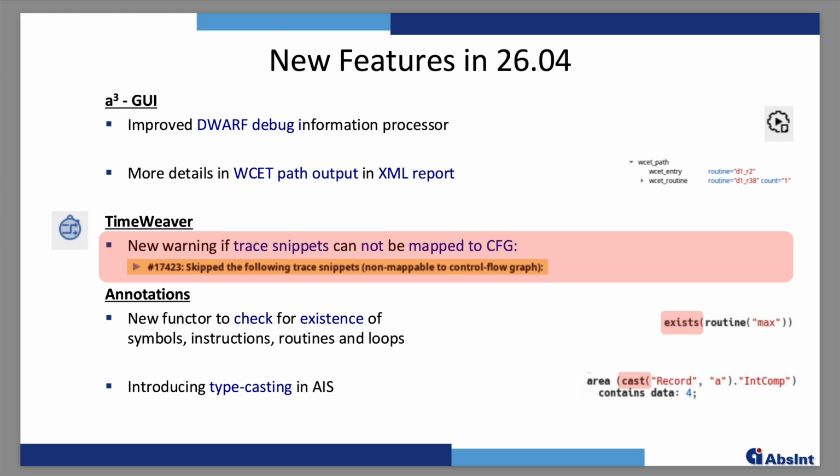The next point concerns TimeWeaver analysis only. Here we have now added a new warning for cases where certain trace snippets cannot be mapped onto the reconstructed call and control flow graph. Well, this can be an indicator, for instance, that something in the analysis is still misconfigured. If, for instance, some blocks or code snippets were reached during the trace recording, but were marked as infeasible and unreachable in the analysis, right? Let me give you a quick demo on that.